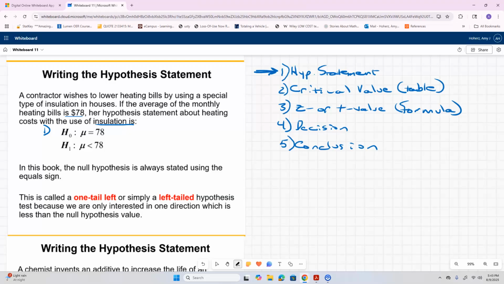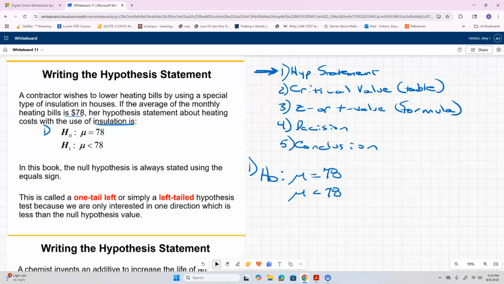So remember that the null hypothesis is supposed to be our status quo. Well, the status quo is that heating bills have an average of $78. That's our status quo. Past information tells us the average of heating bills should be $78. This researcher is saying that they believe the mean will be less than $78 with the new information. So again, it's not necessarily that the information we have with the null hypothesis is wrong or bad. We're just wondering if it has changed because of something that's happened.